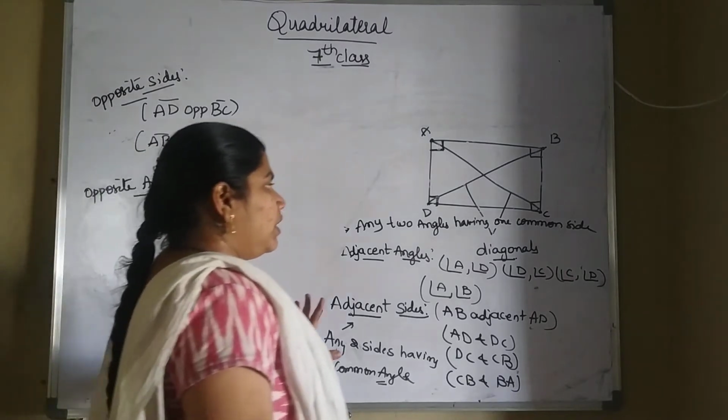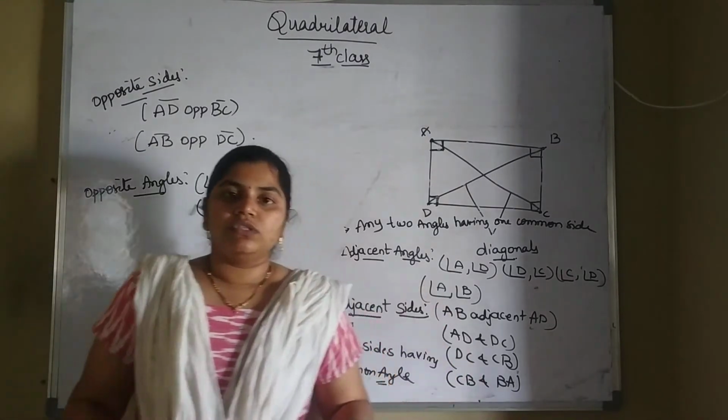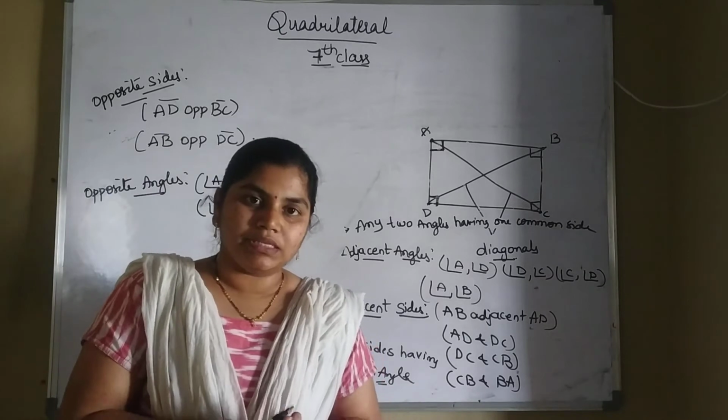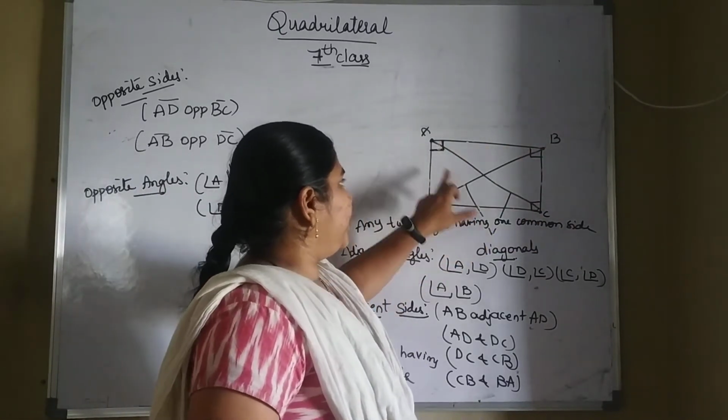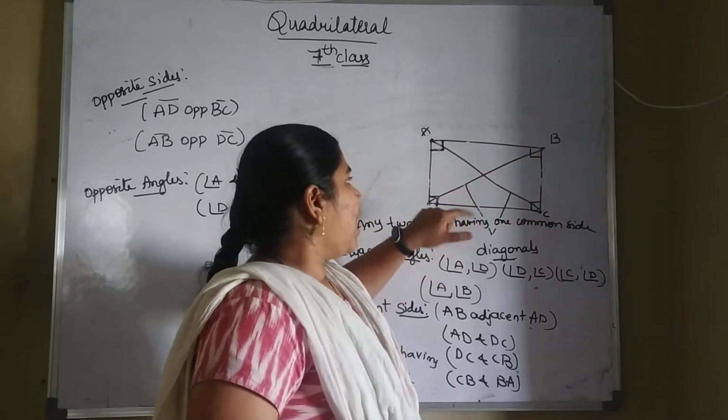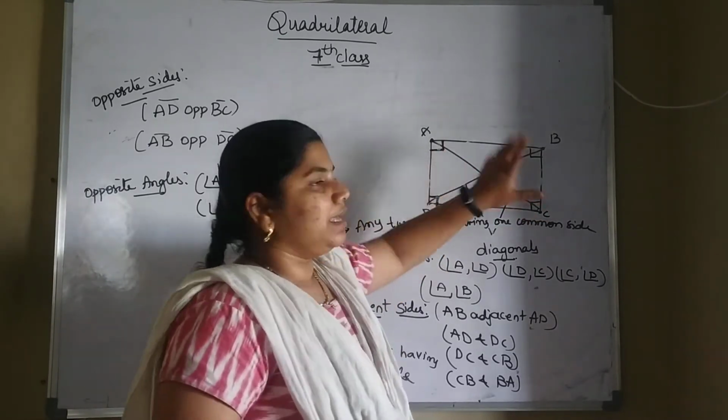So what we have learnt in this: a quadrilateral is a closed figure with four line segments, and in that you have four vertices. It is made up of four line segments and it has four angles.